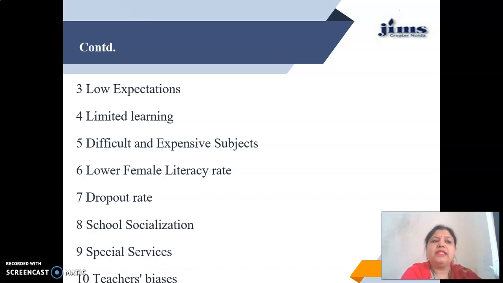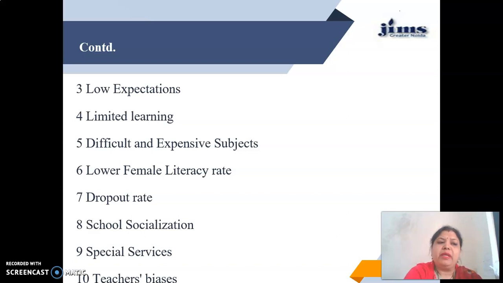Next is difficult and expensive subjects. Girls were not allowed to opt for some special subjects like mathematics, physics, engineering, medical, etc., which were identified as too expensive for girls. Science subjects were also less likely to be taught in girls' schools because of the expenses of labs and equipment, which is really unfair and an injustice to the girls.